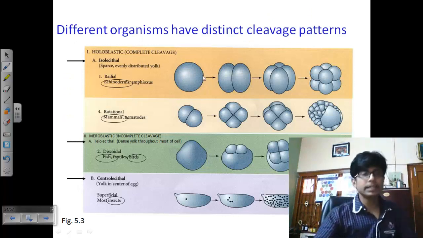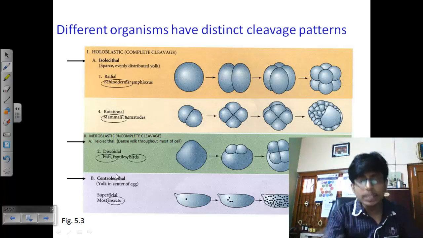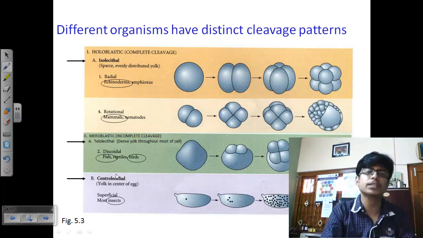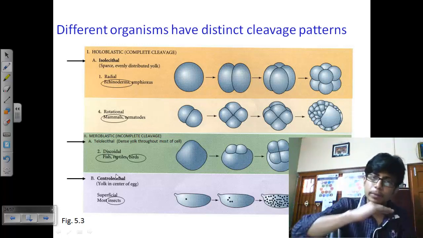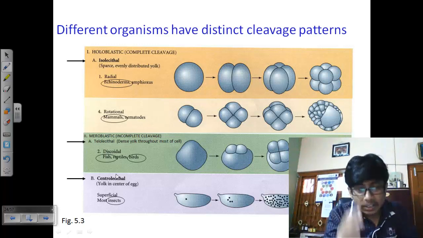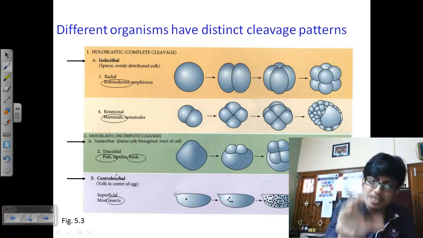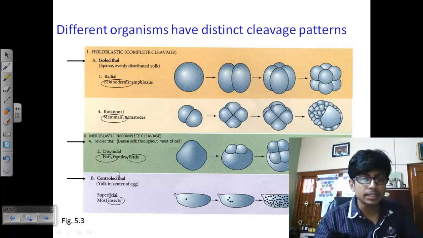Now I've told you earlier that different organisms have different types of cleavage patterns. For example, isolecithal cleavage pattern or centrolecithal cleavage pattern. Isolecithal cleavage pattern means the cytosol will be segregated in both ways. Whatever way we divide, the same amount of cytosol goes into both daughter cells. While centrolecithal means the cytosol will remain in the center and all the cells that will be formed surround that region. The centrolecithal cleavage pattern is only seen in the case of Drosophila.